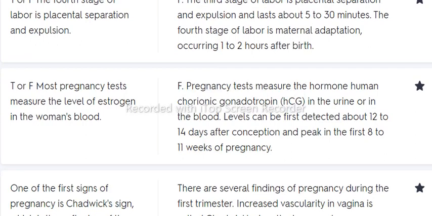True or false: Most pregnancy tests measure the level of estrogen in the woman's blood. False. Pregnancy tests measure the hormone human chorionic gonadotropin in the urine or in the blood. Levels can first be detected about 12 to 14 days after conception and peak in the first 8 to 11 weeks of pregnancy.